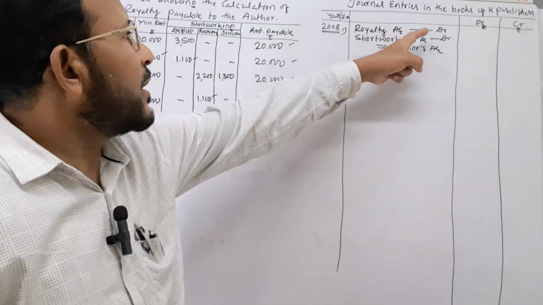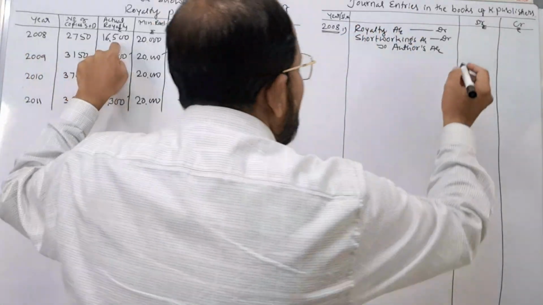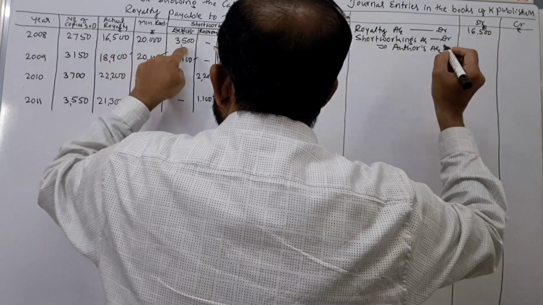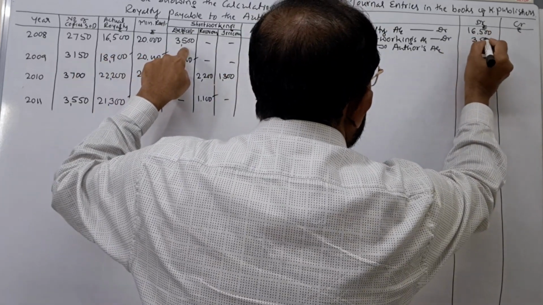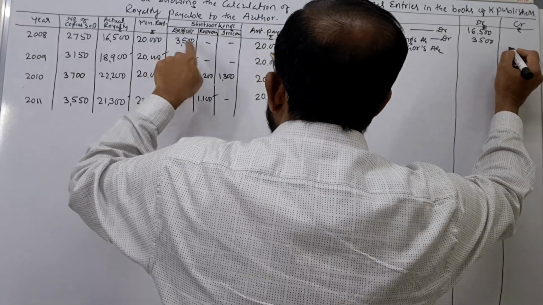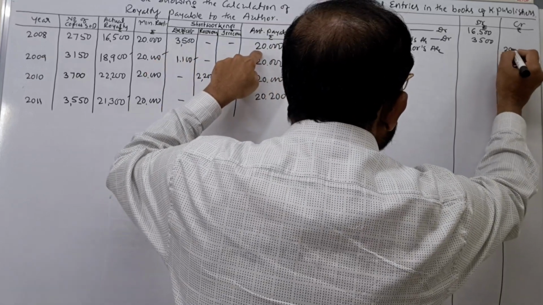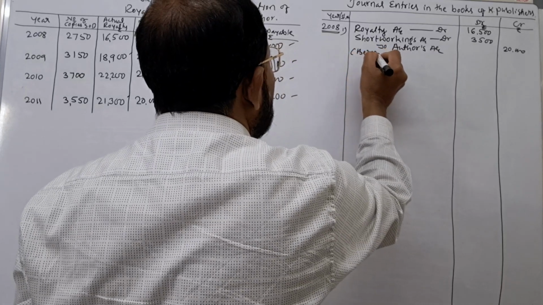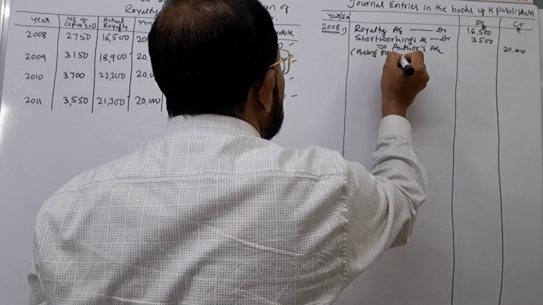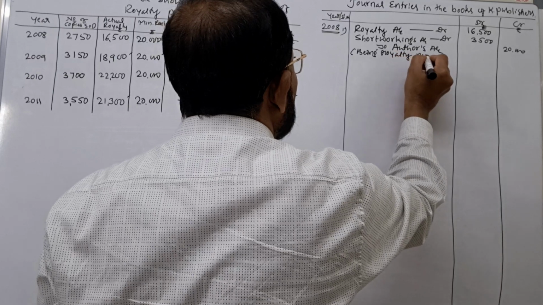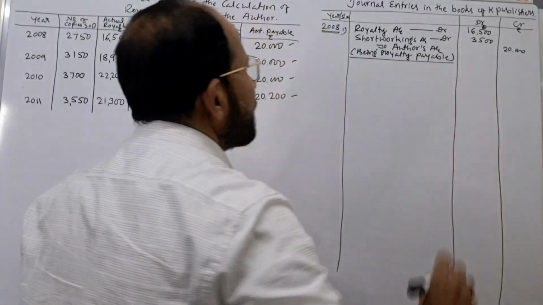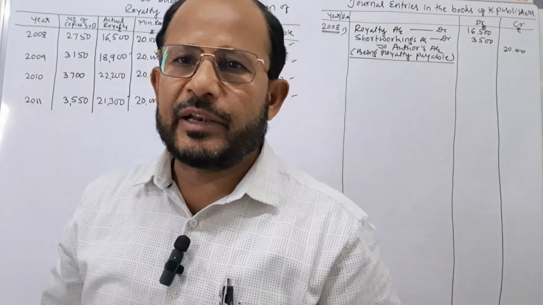Here royalty account is debited with the amount of actual royalty. Look at the table, 16,500, and short working is 3,500, and the amount payable to the author, in the last column, is rupees 20,000. Simply write being royalty payable to the author, payable rupees how much? 20,000. This is the first journal entry.